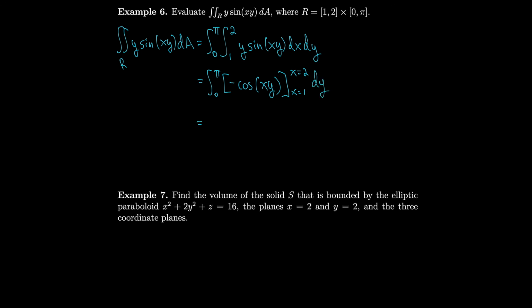So plugging in x equals 1 and x equals 2 leaves me with the integral from 0 to pi of minus cosine 2y plus cosine y dy. And then this is a regular single variable calculus integral. It's pretty easy to do. So that's minus 1/2 sine 2y plus sine y from 0 to pi, and that's just 0.